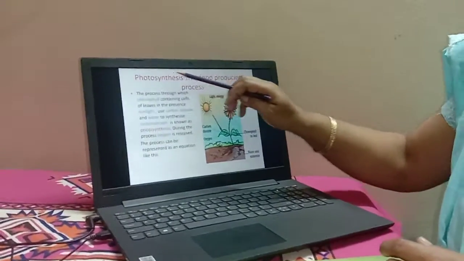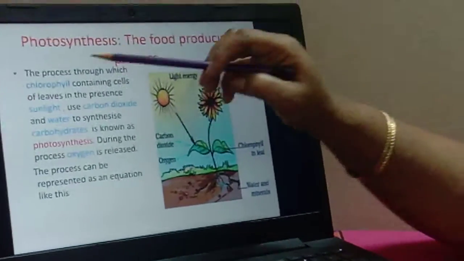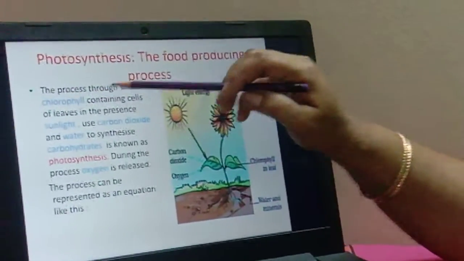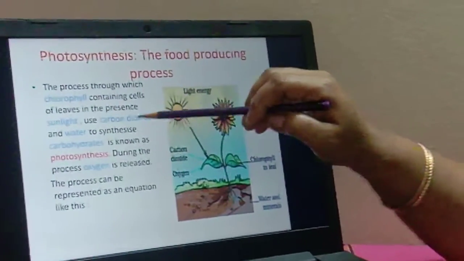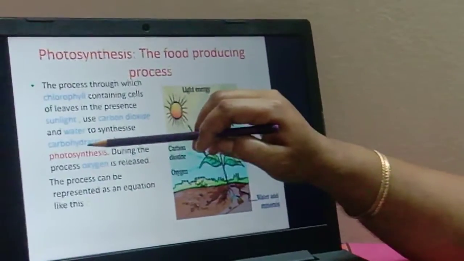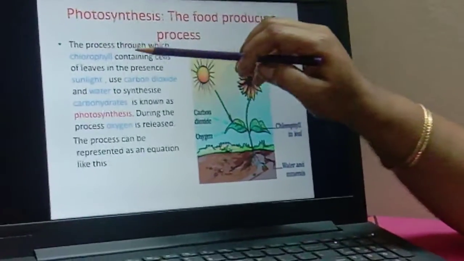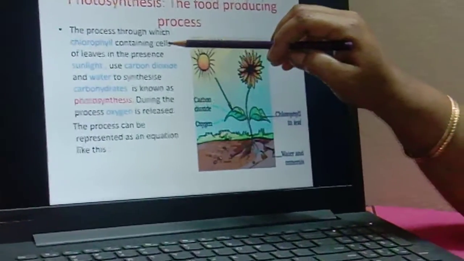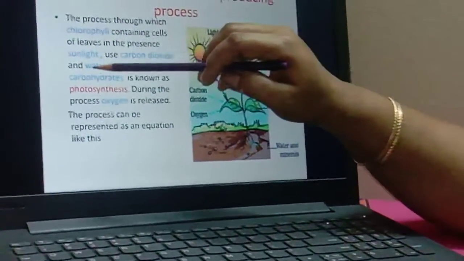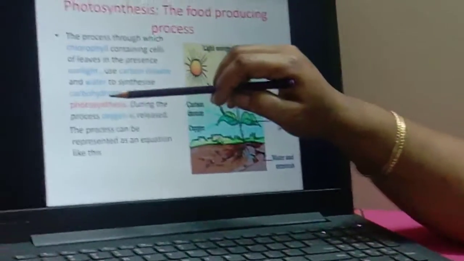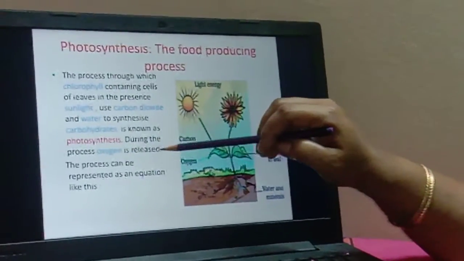the process photosynthesis, the food producing process. So how does it happen? The process through which chlorophyll containing cells of leaves in the presence of sunlight use carbon dioxide and water to synthesize carbohydrates is known as photosynthesis. I'm repeating, the process through which chlorophyll containing cells of leaves in the presence of sunlight use carbon dioxide and water to synthesize carbohydrates is known as photosynthesis. During the process, oxygen is released.